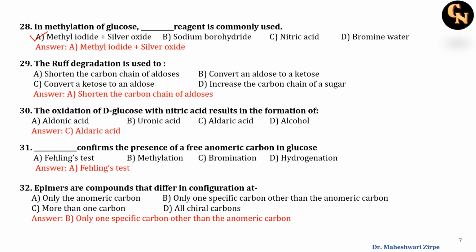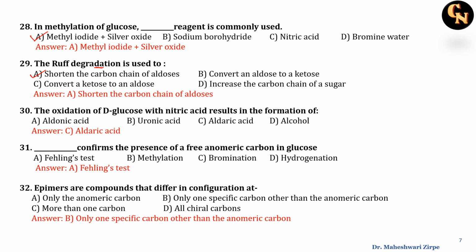Next is Ruff degradation is used for 2 dash. So they are saying degradation. Degradation means reducing. Okay, Ruff degradation will be used to shorten the carbon chain. So Kiliani synthesis is used to increase the carbon chain of the sugars, whereas here Ruff degradation will be used to shorten the carbon chain. So option A is correct.